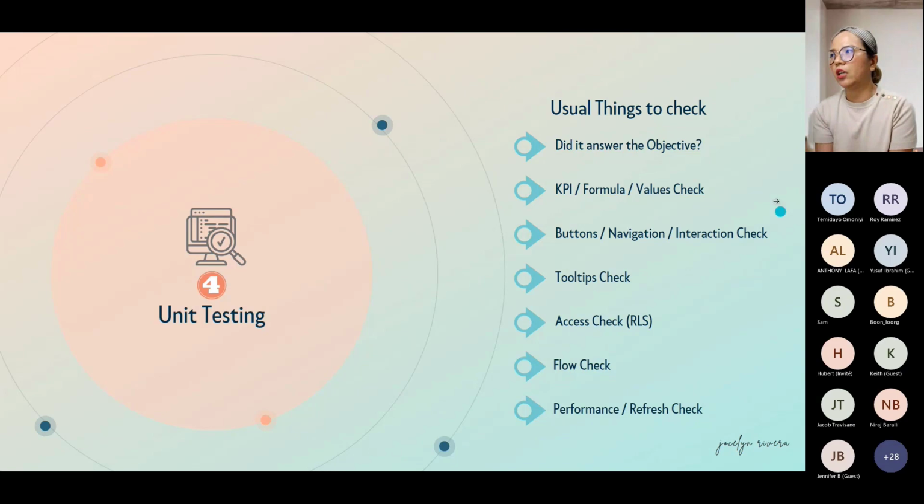Okay, so test out your KPI, your formula, and the values. Test out the buttons, navigation, and interaction. This is something that most people miss, I think. And sometimes, when you filter as well, test out if the filters are working. Is it actually filtering the correct charts or what? So those are the things that you need to check as well.